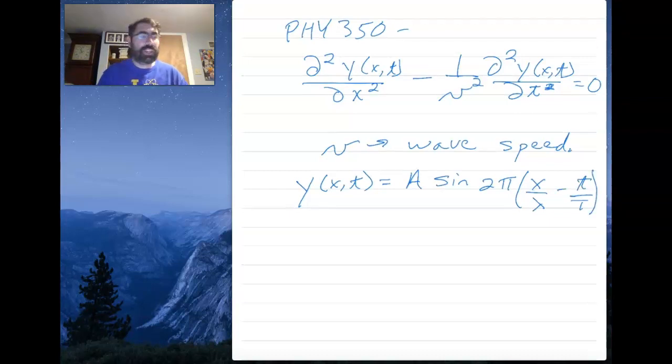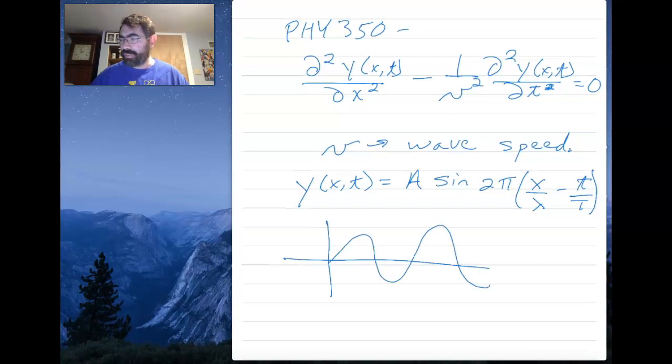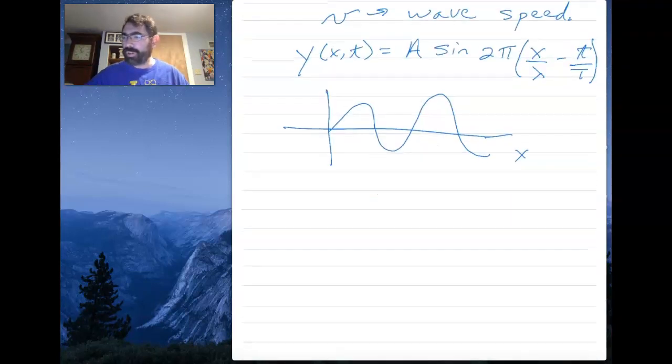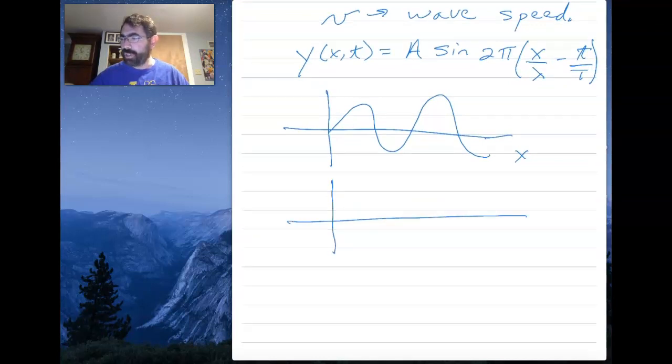And I'm writing this as a sine. We could have written it as a cosine, but remember the sine and the cosine are just a phase of 90 degrees apart from each other. So I could rewrite this as a cosine function. Either way, what you get is a periodic function, let's say in space, or a periodic function with respect to time.